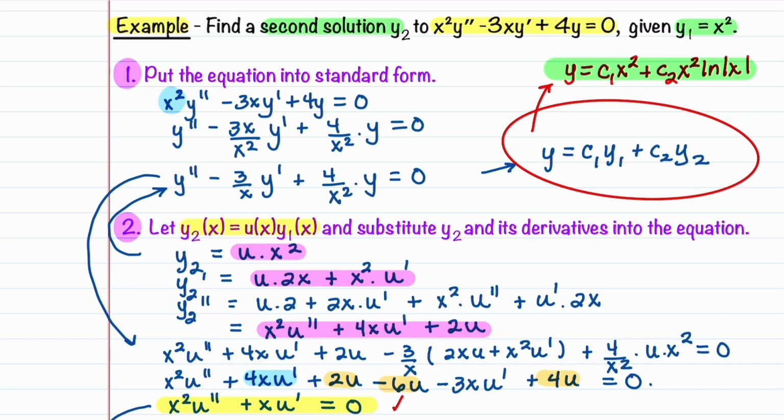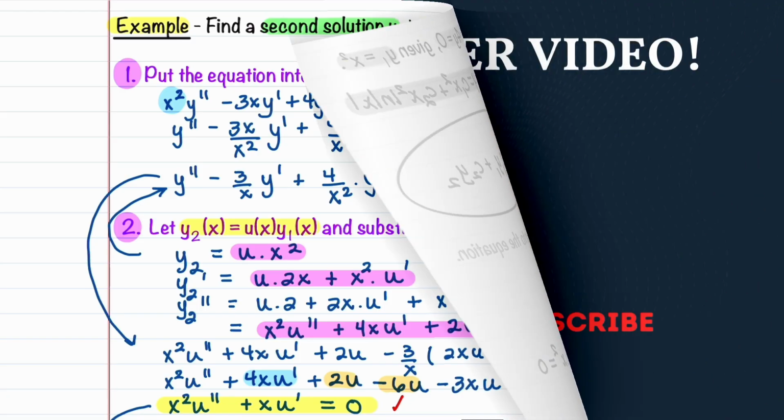And that's it. You now know how to use reduction of order to find a second linearly independent solution to a second order linear differential equation when one solution is already known. You should now be all set to work through some example problems on your own.